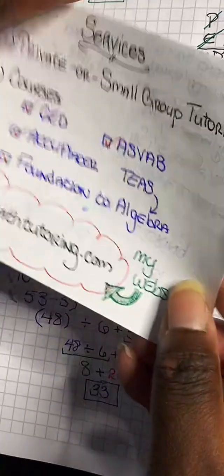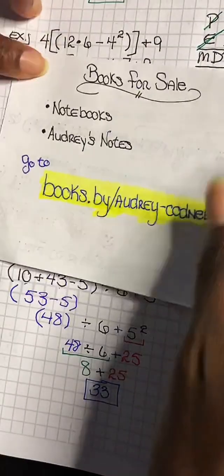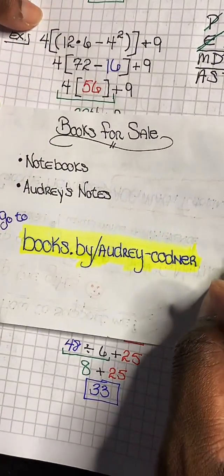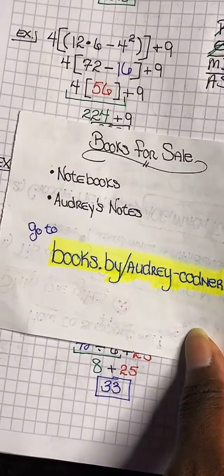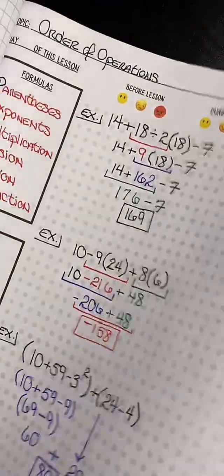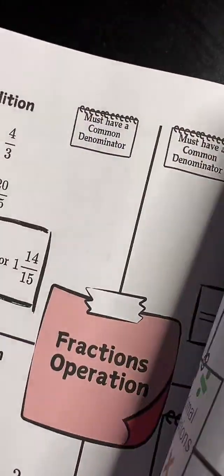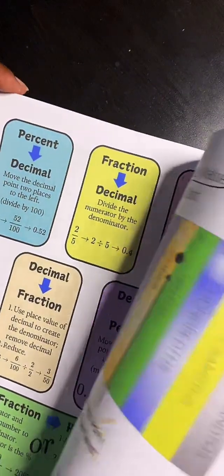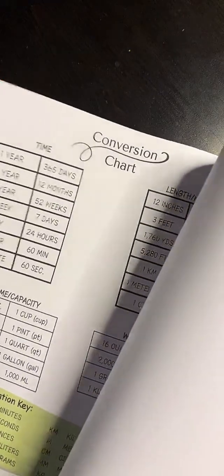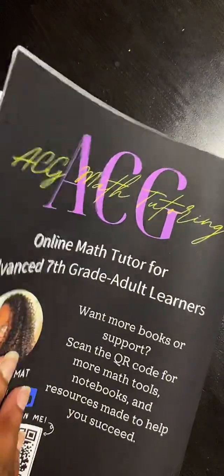But at the same time, again, if you want a copy of my notebook, now, that's the one thing I forgot to mention. I did mention that this is for Algebra 1, because of the resources in the back of the book. I do have one for Algebra 2 and Calculus. I'm waiting for that to come in so I can show you that.